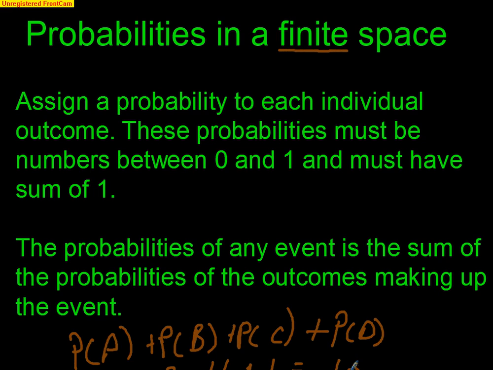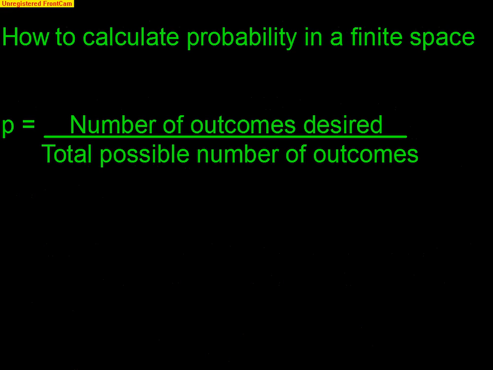So the probability of D occurring is 0.1. And if you want to know the probability of A or B, you just add those two. A or C, A or D, A, B, or D, you just add them up. This is just an extension of rule number 4. So I'll give you a second to write this down. And this is just how to calculate probability in finite space.